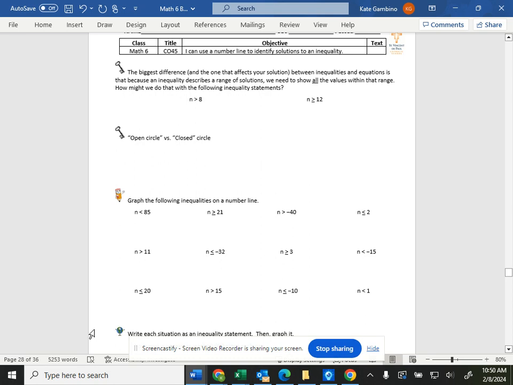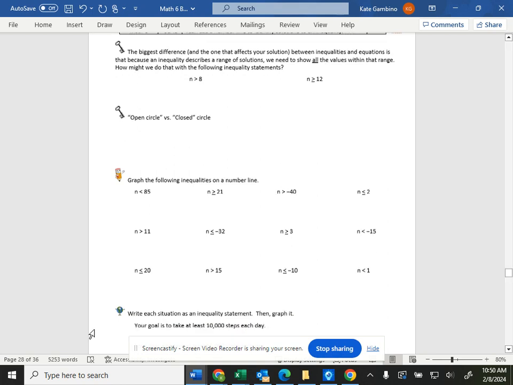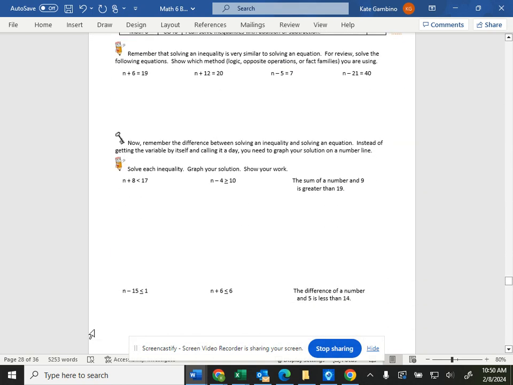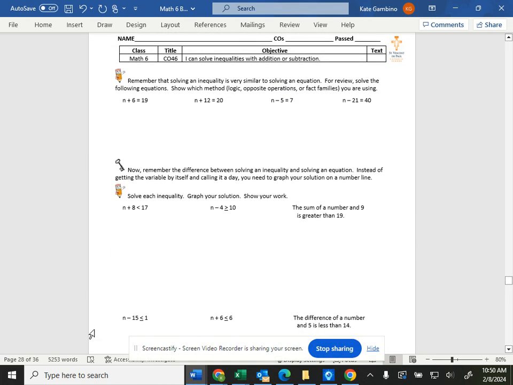Good morning. Today we are working on CO45. I can use a number line to identify solutions to an inequality. So we worked on those, we just did CO45. I need to roll up to CO46. Sorry about that. Today we are working on CO46.